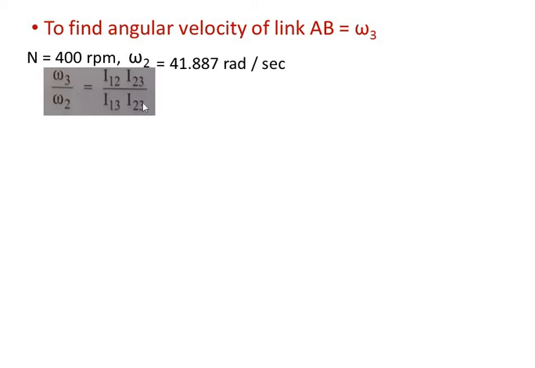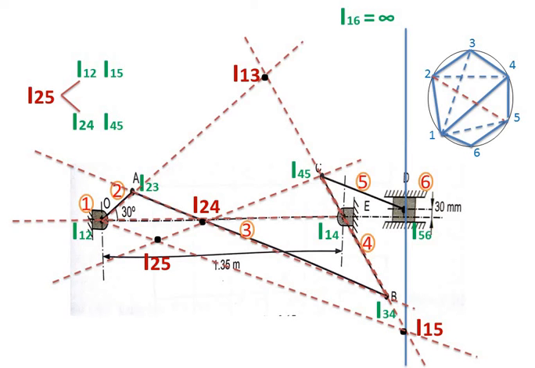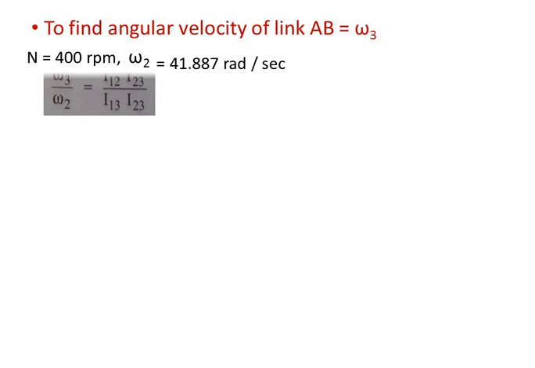Now just look over here, 1-2 and 2-3. Measure the distance between I12 and I23 with the scale. And measure the distance between I23 and I13. Substitute those distances over here. No need to consider the scale as we are taking the ratio. Then substitute omega 2 equal to 41.887 and solve this, and it will give you omega 3, which is equal to 10.216 radian per second.